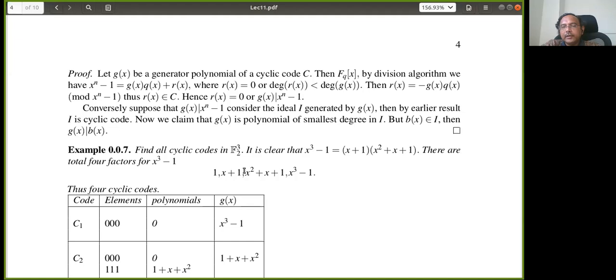Is my question clear? I want to check that x square plus x plus 1 is irreducible over F2. F2 is Z2. Z2 is a field. Why is x square plus x plus 1 irreducible over Z2? It doesn't have any roots.